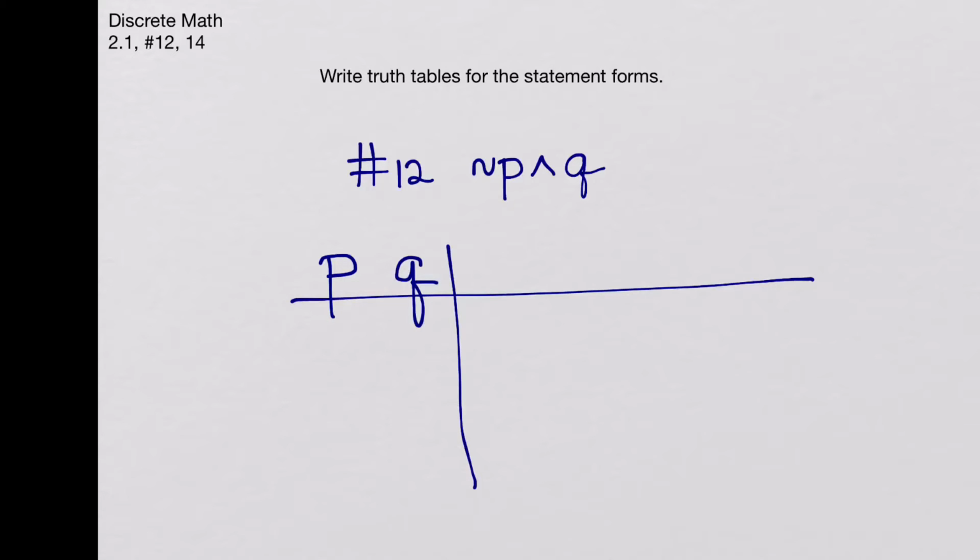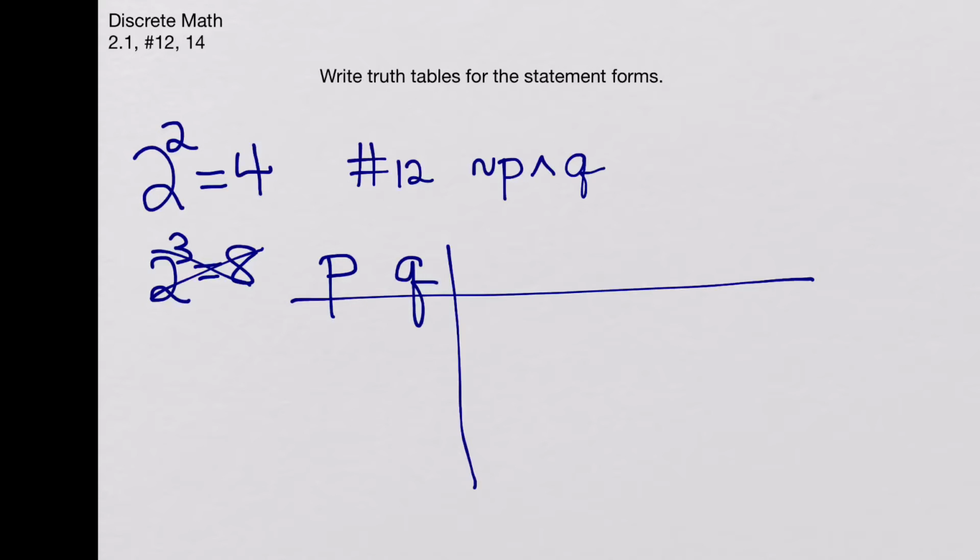Now, because we have two different variables, P and Q, we take the number 2 raised to the power of the number of variables, and that tells me the number of rows that I should have in my truth table, which is 4. So if I had 3 variables, then it would be 2 to the 3rd power, and I'd have 8 rows to my truth table. And we'll see that in the next video, or in the next part of this video.